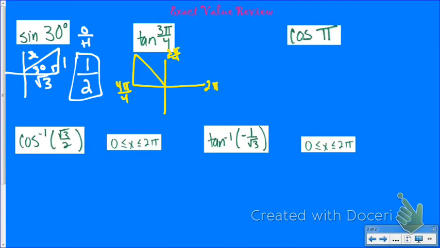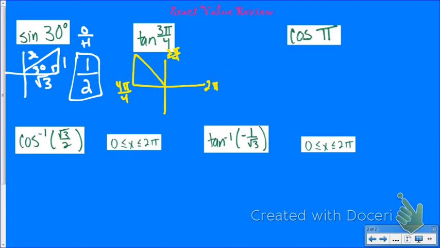The other thing we know is that every radian value has a corresponding degree value. So pi over 4 radians is the same thing as 45 degrees. Then we also learned that pi over 3 was 60 degrees, and pi over 6 was 30 degrees.